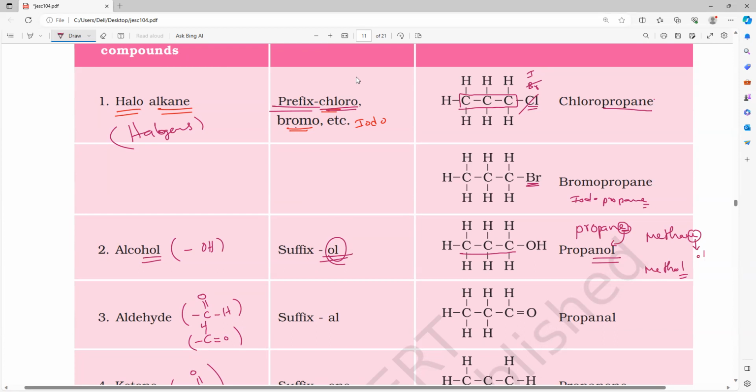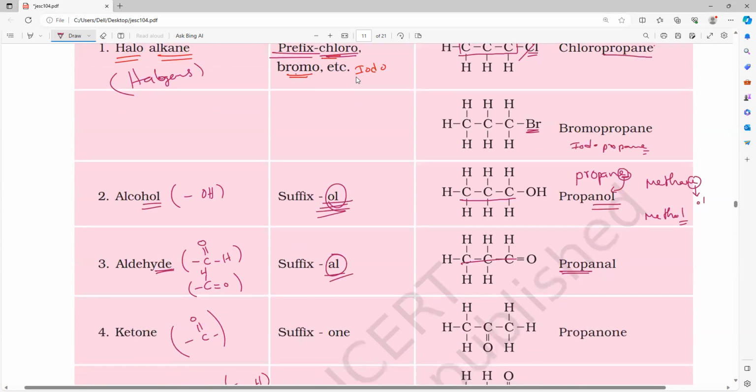Next, the same 3 carbons, prop, and we have to add AL as the suffix. Aldehyde group AL, alcohol group OL. If you don't know this, you cannot learn anything. Please learn this. This is your primary duty of today's class. You all should learn the suffixes. Suffix for alcohol OL, suffix for aldehyde AL. Minimum 5 compounds you will write after this.